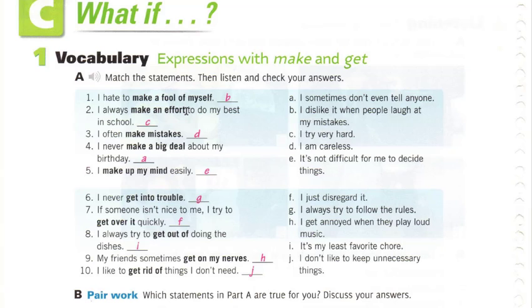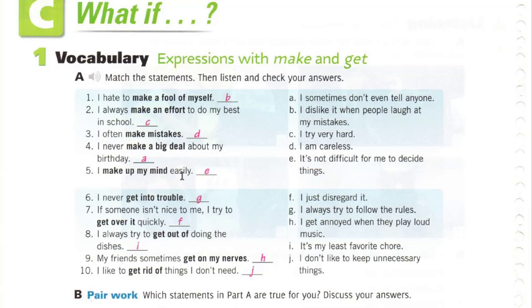Number 3, I often make mistakes. Is D. I am careless. Number 4, I never make a big deal about my birthday. It's A. I sometimes don't even tell anyone. Make a big deal. Number 5, I make up my mind easily. Is E. It's not difficult for me to decide things. Make up my mind easily.